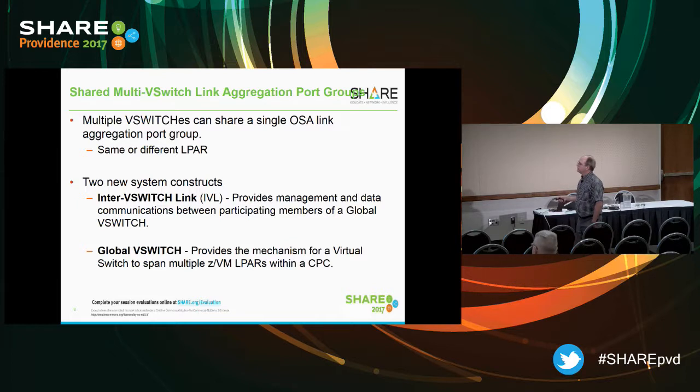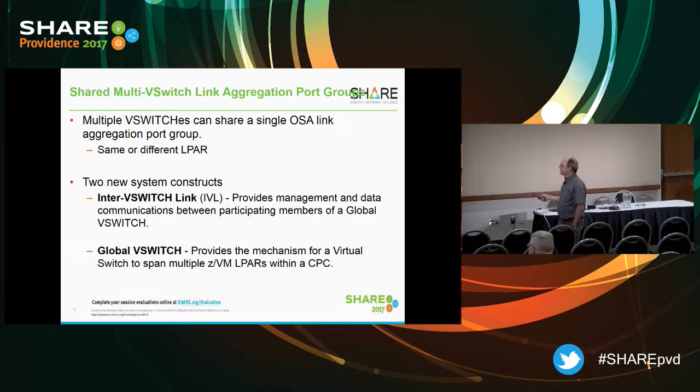Okay. So I need two things to make this happen. I need a way for the LPARs to communicate with each other, so that the vSwitch instances can talk to each other. And we have an inter-vSwitch link, or an IVL. In some cases, data will flow over that connection in some very bizarre error scenarios. But in general, only management information is going back and forth.